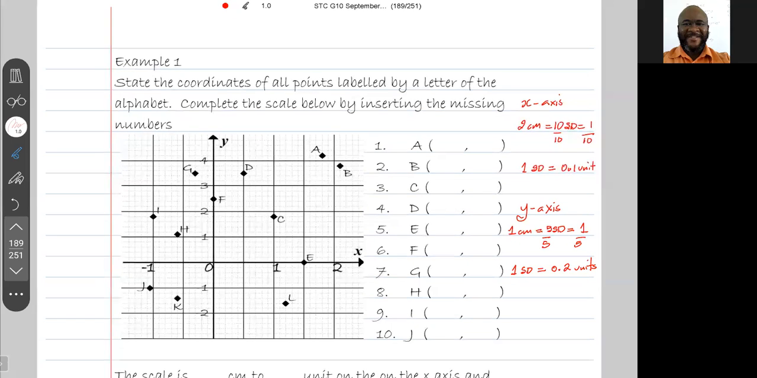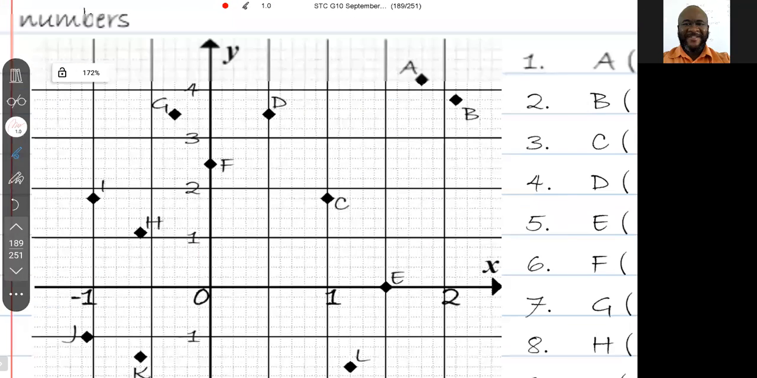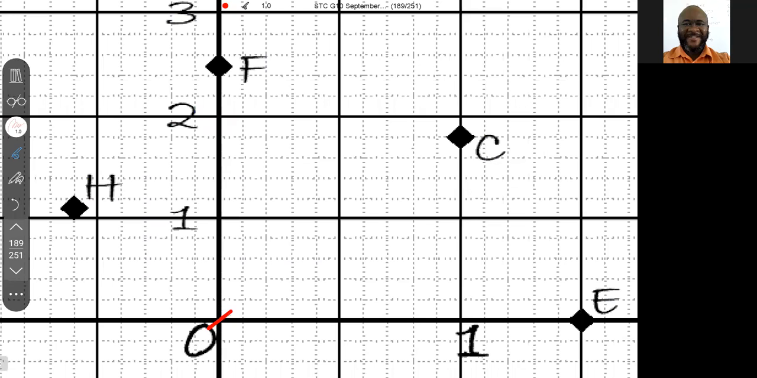So that means that we have 0, then 0.2, 0.4, 0.6, 0.8, then 1, 1.2, 1.4, 1.6, 1.8. On the y-axis, each of the smallest divisions on the graph is representing 0.2 units. The scale on the y-axis and on the x-axis are different. With that in mind, I can then go ahead and determine the coordinates of the points.